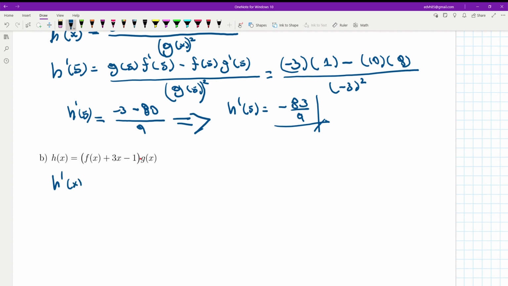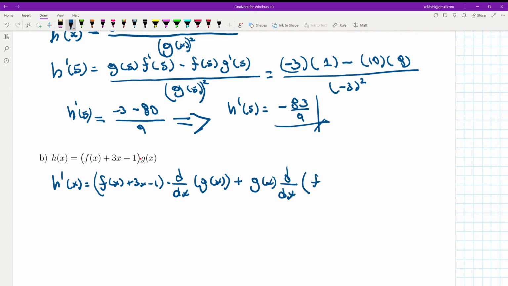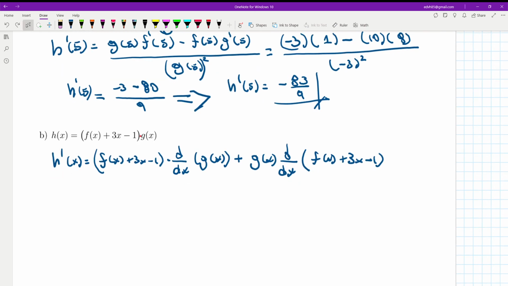Because we have the product of two functions, we're going to do the following. H prime of x, use the product rule: f of x plus 3x minus 1 times g prime, plus g of x times, let me use the other notation for the derivative to make more sense, the derivative with respect to x of f of x plus 3x minus 1.